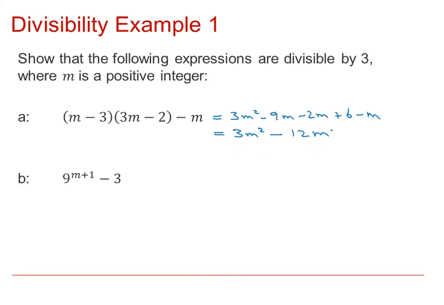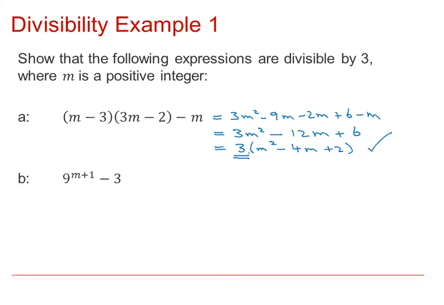12m plus 6, and then if we take out 3 as a common factor, I would avoid dividing by 3. It's much clearer if you take out 3 as a common factor. 3 lots of m squared minus 4m plus 2. Now it's factorised. We don't need to worry about factorising the bracket anymore. We've factorised out the 3, therefore it's definitely divisible by 3.